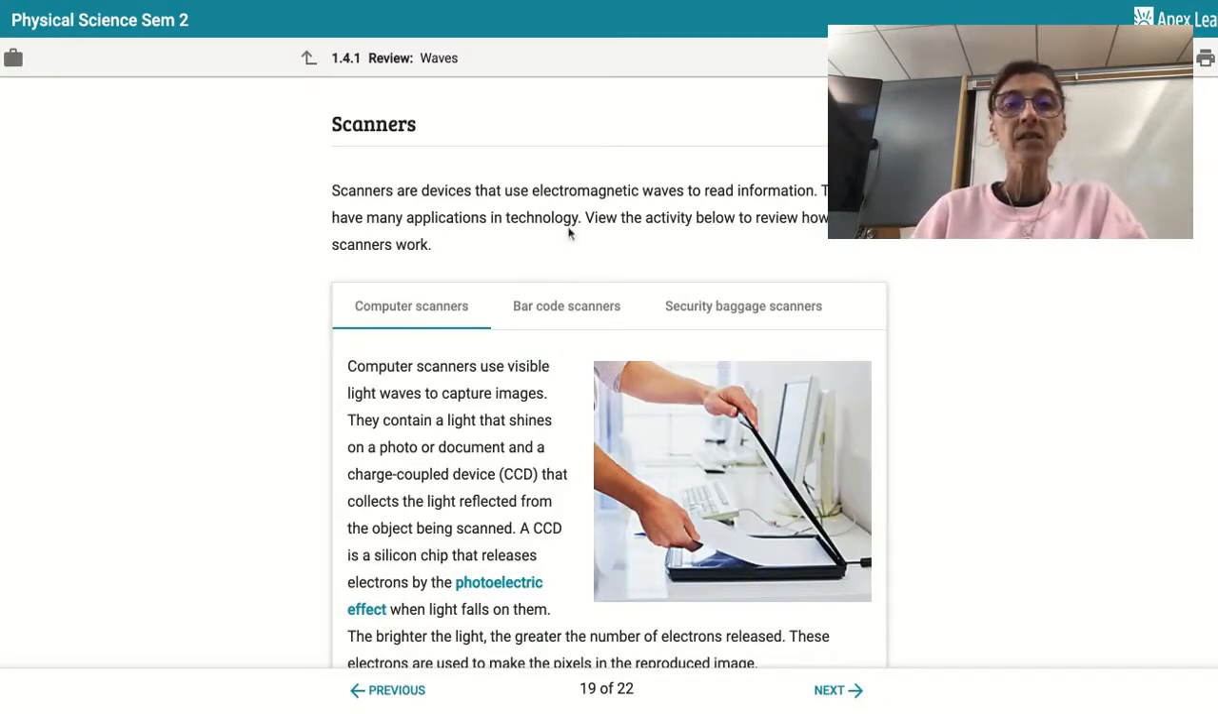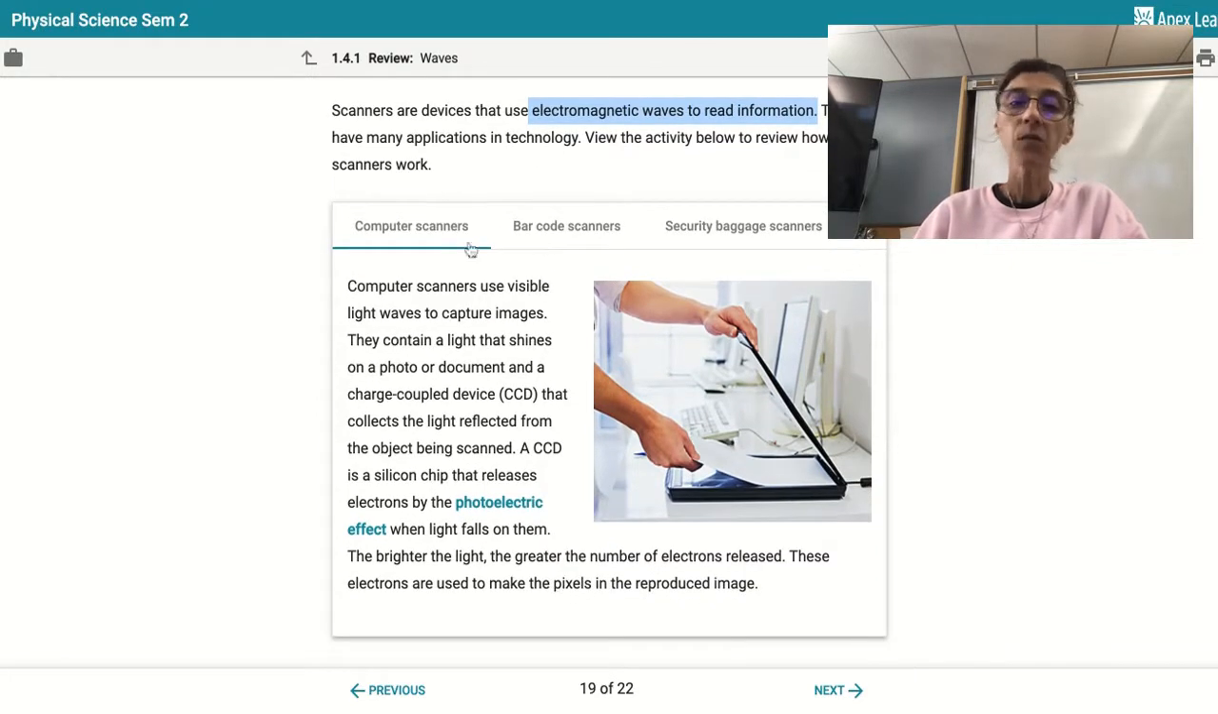Scanners, you've seen these all over the place. There's computer scanners, there's barcode scanners, and there's security baggage scanners like the ones that you see at the airport. These use electromagnetic waves to read information. Again, many applications in technology. The video would be too long if I went over all of these in detail, but go ahead and read through this. They're actually quite interesting.